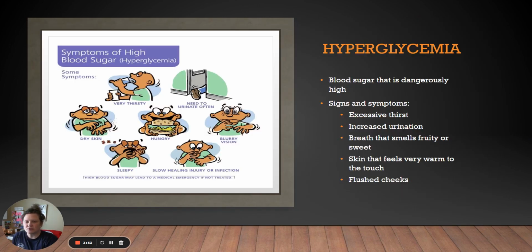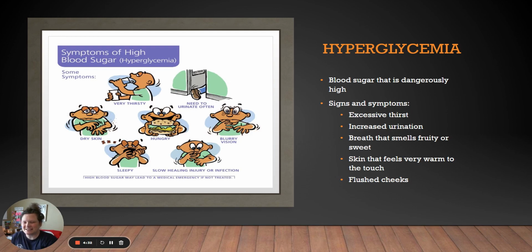The opposite of that, of course, is blood sugar that is too high, and that's called hyperglycemia. Signs and symptoms of blood sugar that is too high: the person is typically very, very thirsty, and it doesn't matter how much we give them to drink, it's just not enough. Along with drinking the extra fluids comes increased urination, or increased trips to the bathroom. Skin that feels really warm to the touch. If their cheeks are flushed and their skin feels really warm, they may also have high blood sugar if they're diabetic.